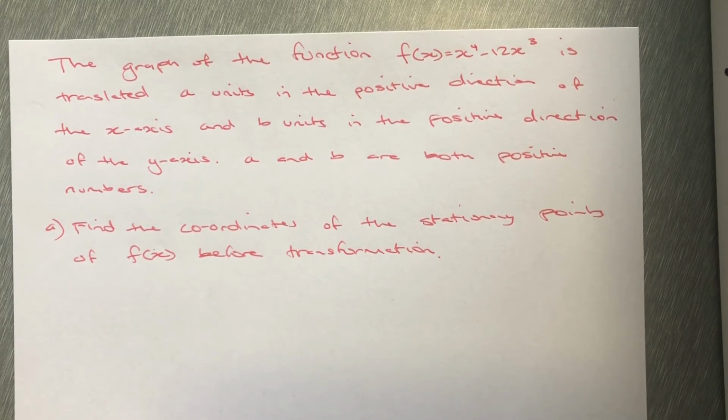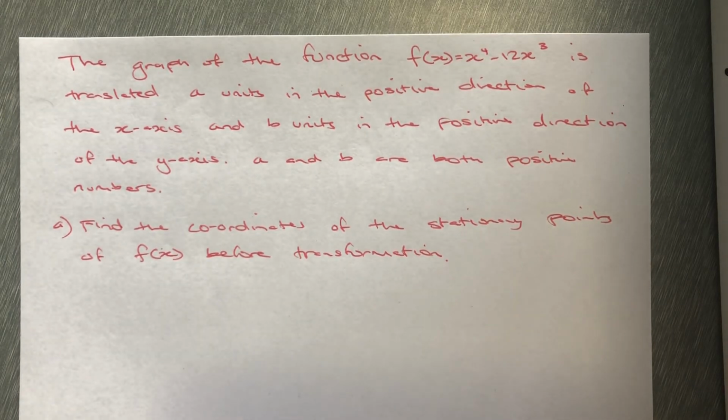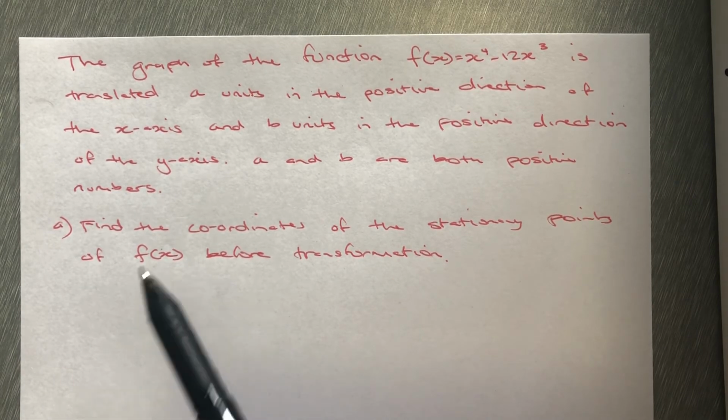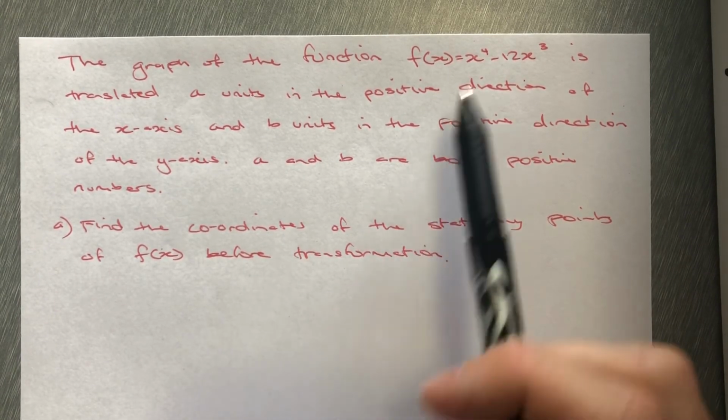The title spoke about transformations as well, which is what we're going to have a little bit of a look at here. It says the graph of the function, it gives us a rule here, x to the power of 4 minus 12x cubed, is translated a units in the positive direction of the x-axis and b units in the positive direction of the y-axis. a and b are both positive numbers. Before we have a look at a, let's just decipher what this actually means. So we've got this graph here.